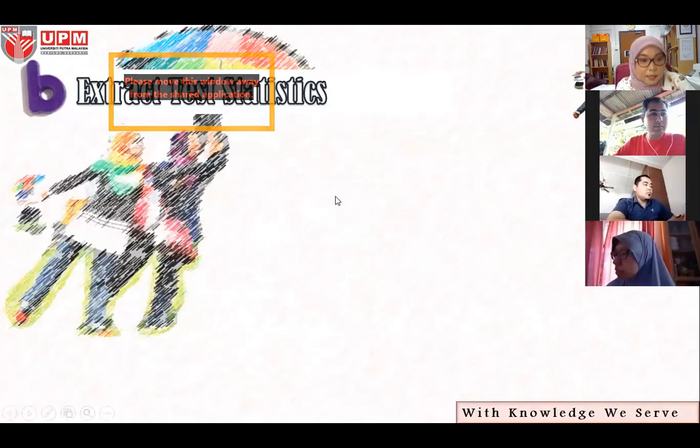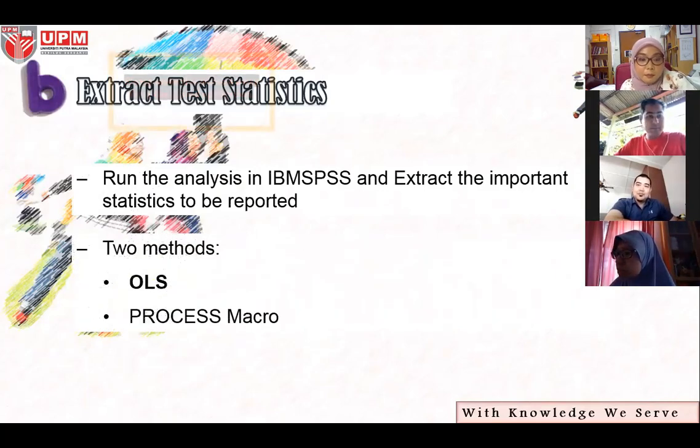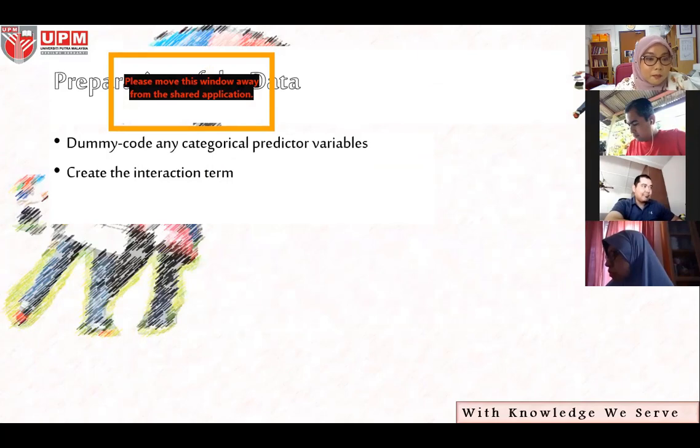Okay, extract the test statistics and then you need to run the analysis in IBM SPSS and extract the important statistics to be reported. And then again there are 2 methods that are available when you are going to test the moderating effect in IBM SPSS: by using OLS, ordinary least squares, or PROCESS macro. But first we go through OLS. So in OLS, the first step is to prepare your data, in which you need to dummy code any categorical predictor variables, and then you create the interaction term.